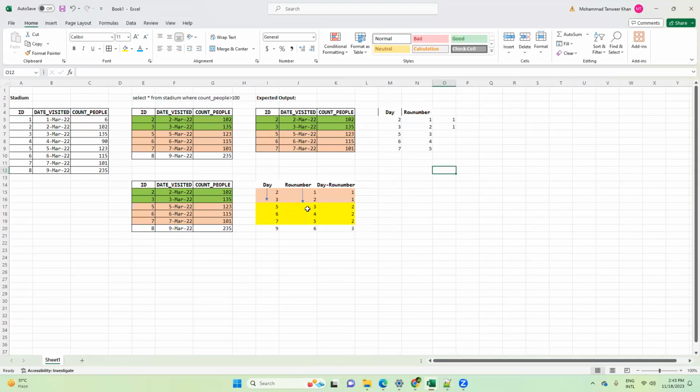Here, 3 to 4 incremented by 1. So here 5 to 6 is also incremented by 1. 4 to 5 incremented by 1. 6 to 7 is also incremented by 1. So that's why this difference will be constant. And it proves that this is also getting incremented by one only. So if something is getting incremented by one, that proves that it is consecutive. Because this row number is getting incremented by one and this difference is constant, it proves that this day is also getting incremented by one only.